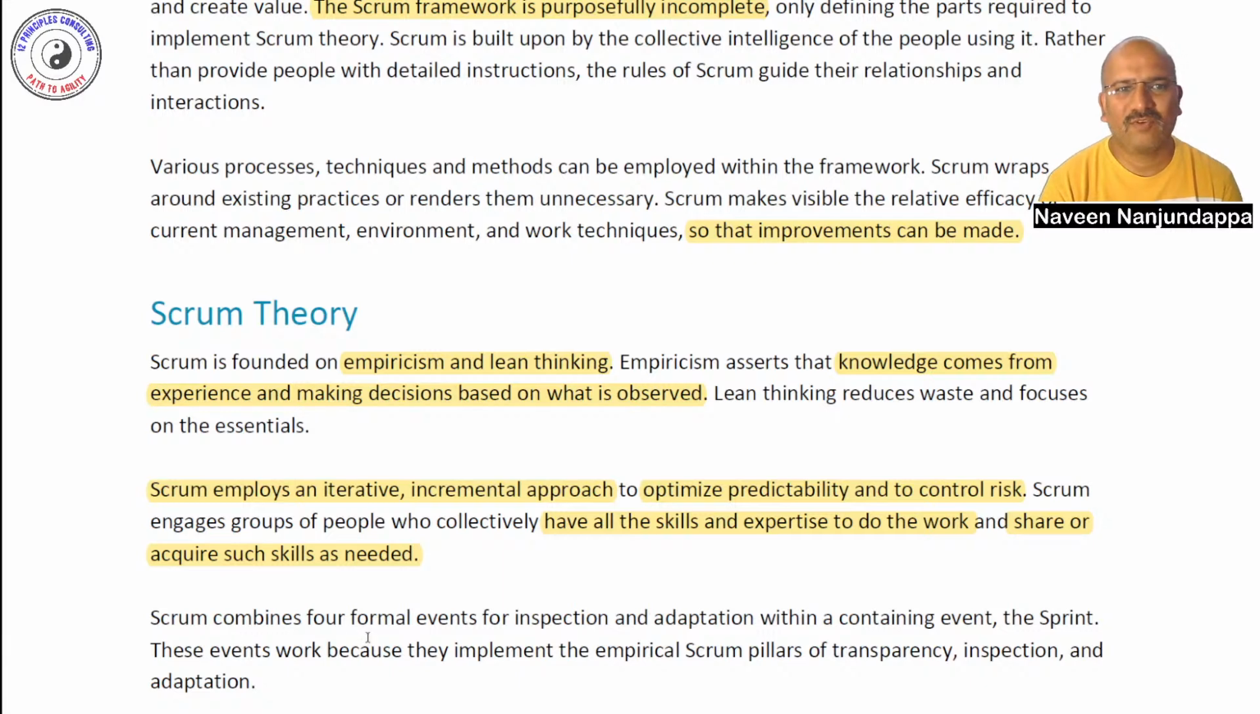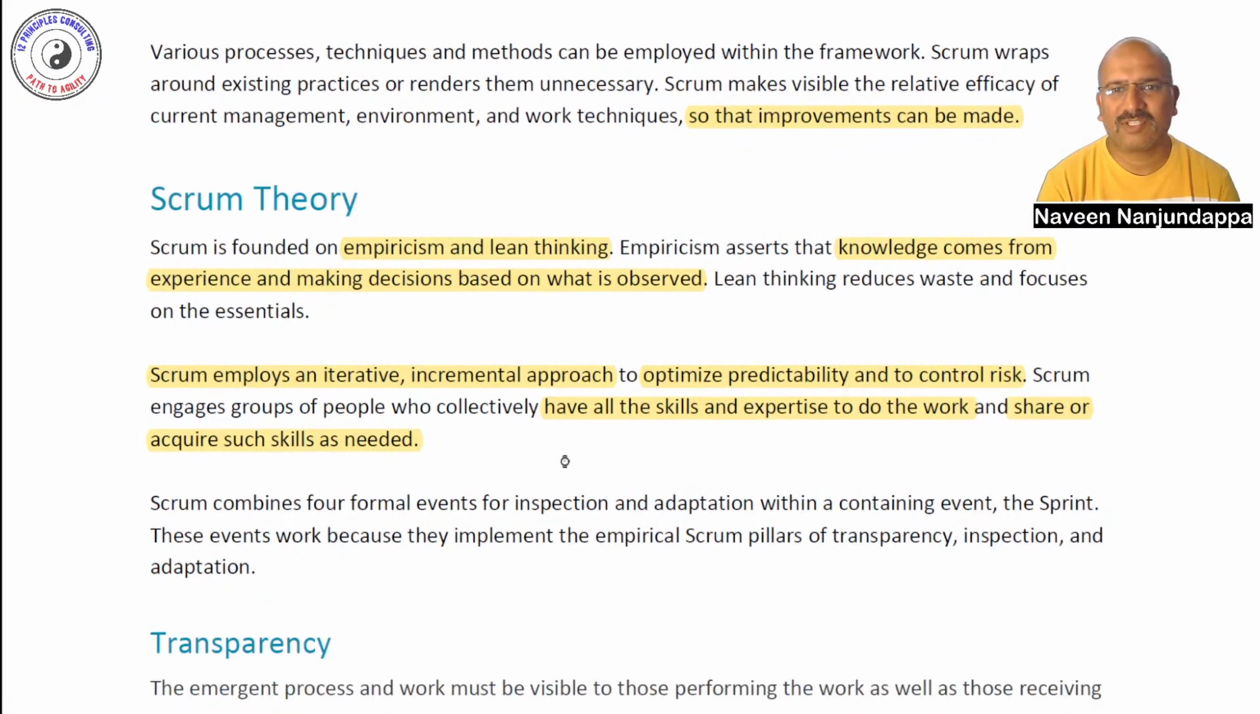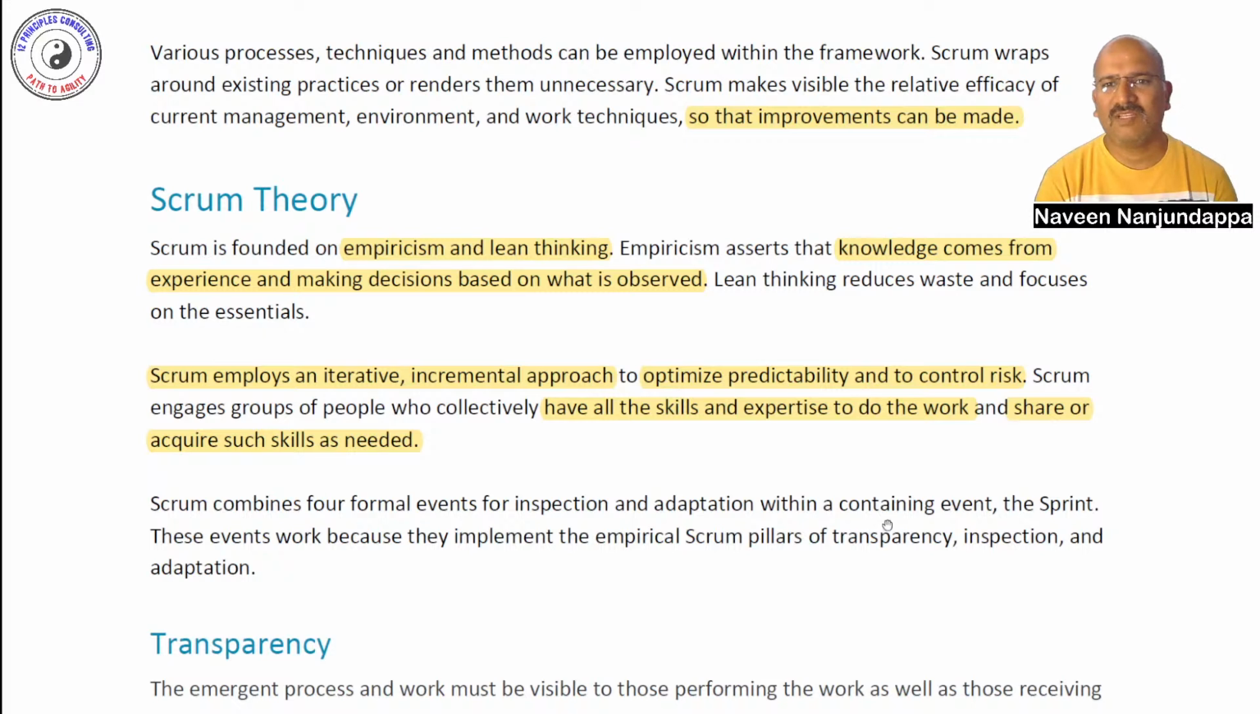Scrum combines 4 formal events for inspection and adaptation within a container event called a sprint. So there is a sprint, and within the sprint we have 4 events. All 4 events are essentially for inspection and adaptation. If you look at the 4 formal events, sprint planning, review, retrospective, and daily Scrum, you will see that all are focused on inspection and adaptation.